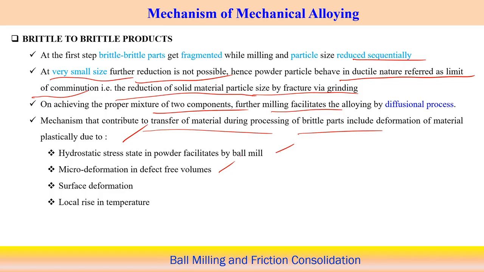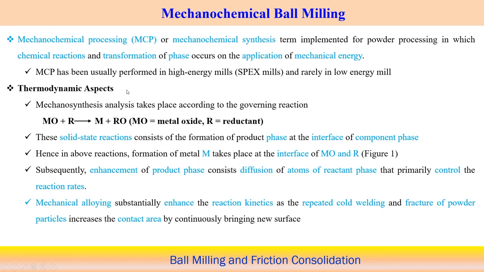Of course, there can be micro deformation in the defect-free volumes. Surface deformation is associated with that, along with a local rise in temperature. All these phenomena we can observe in brittle to brittle components. Metal A is brittle and metal B is also brittle, and the interaction usually happens in the mechanical alloying system.